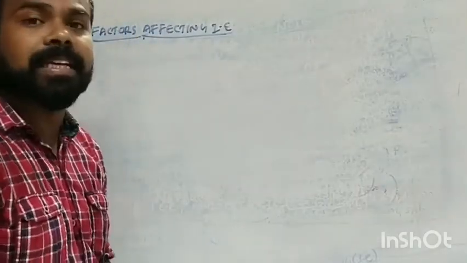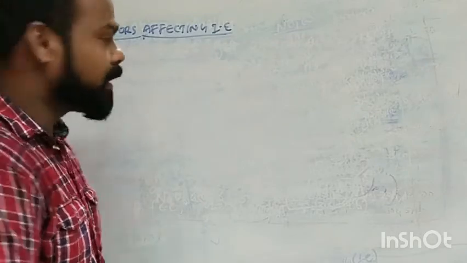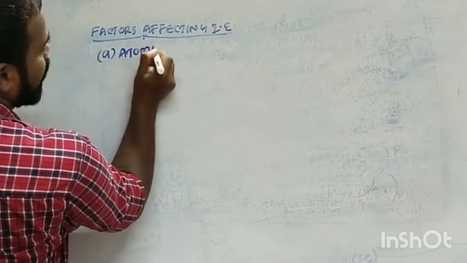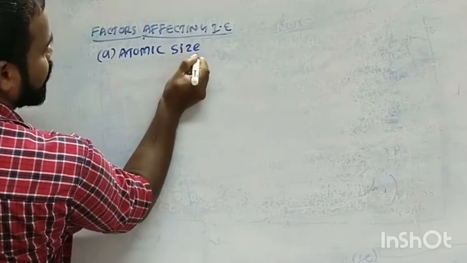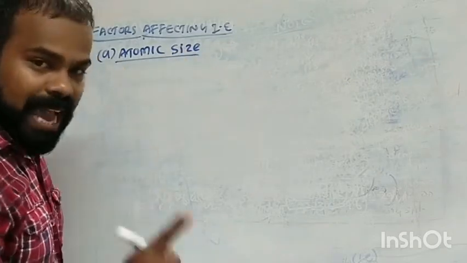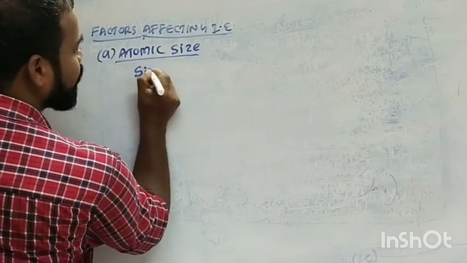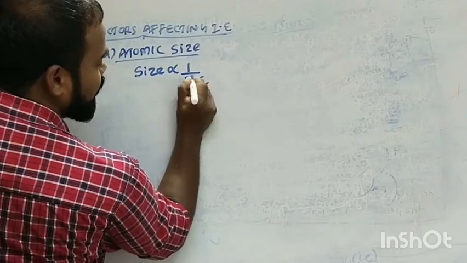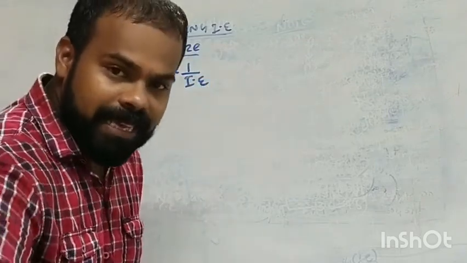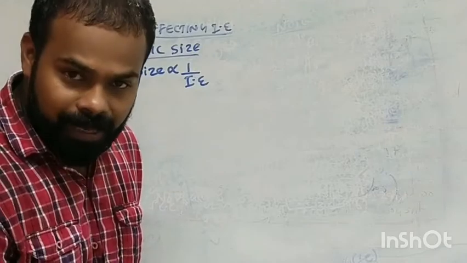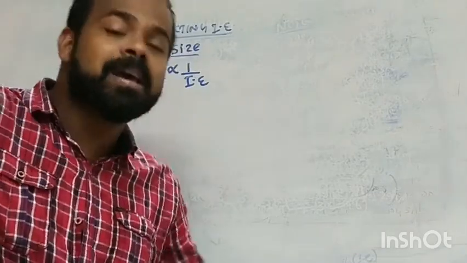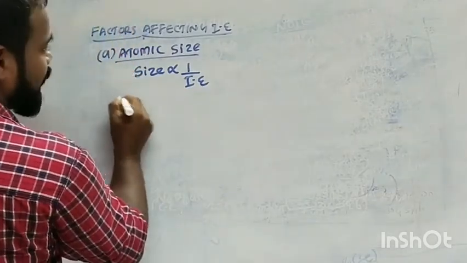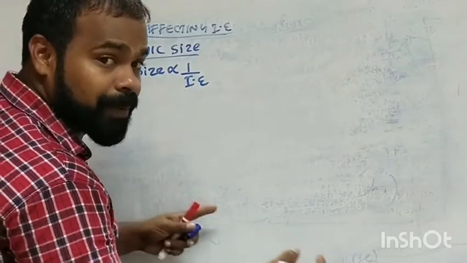Here, factors affecting ionization enthalpy. What are the main factors? Number 1, size. That means atomic size. We know that size is inversely proportional to ionization enthalpy. Meaning if the size is higher, ionization enthalpy will be lower. If the size is maximum, ionization enthalpy will be minimum. Okay, that is the difference there. Therefore, along the period and down the group, keep that in your mind.